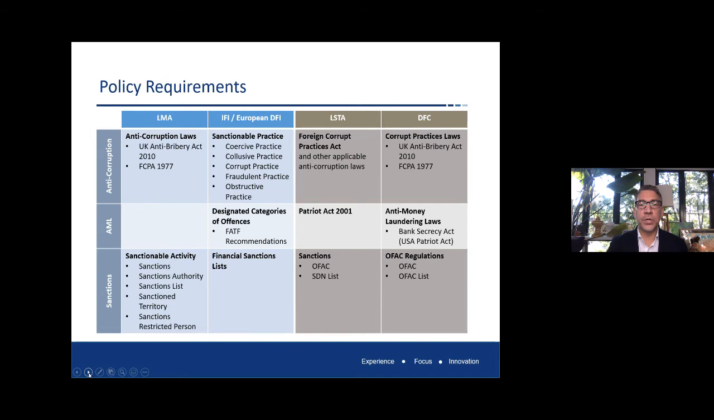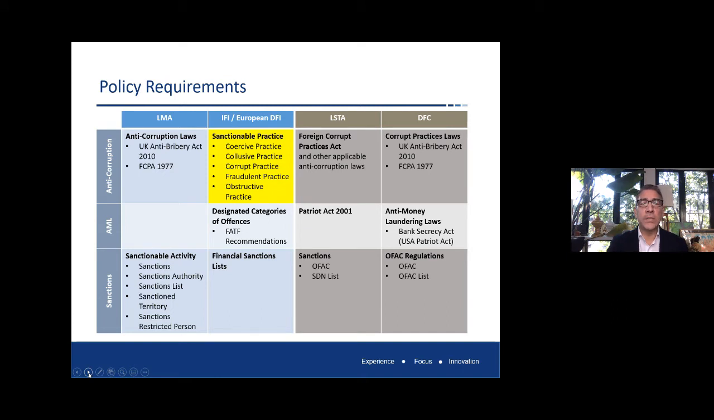I've done this illustration really to make 2 points to you. First, in a scenario involving multiple DFIs, considerable legal drafting effort will need to go into merging the policy requirements in the finance documents, because each set of policy requirements, either from the English law perspective or the New York law perspective, will have their own set of defined terms, and each of those defined terms are meant to work together. And if we go to the next slide, please.